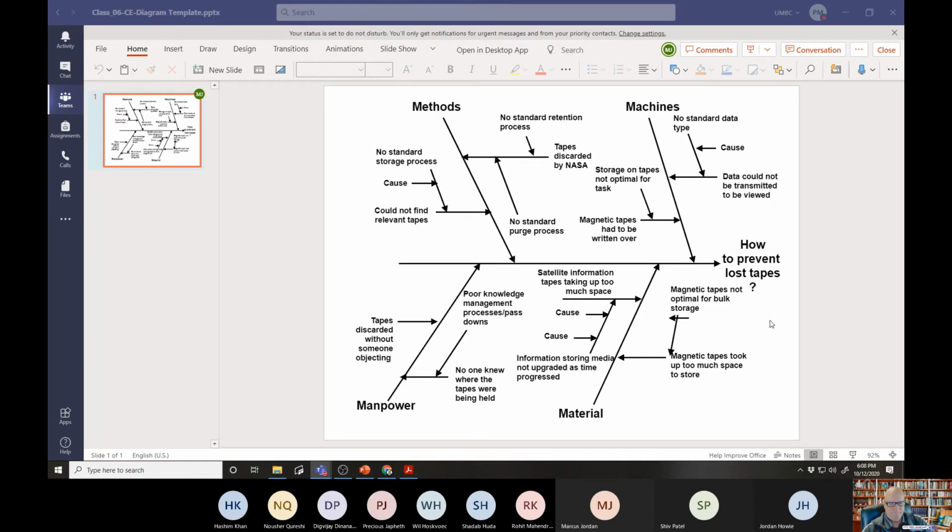And then one thing we also talked about was the magnetic tapes, as they progressed through time, it doesn't seem like they upgraded. So you would think the stuff from the moon landing would advance as technology advanced, but it looked like they kept the same processes in place, and they didn't upgrade the material in which they were storing or doing this bulk storage. So that was another thing that could have contributed to it.